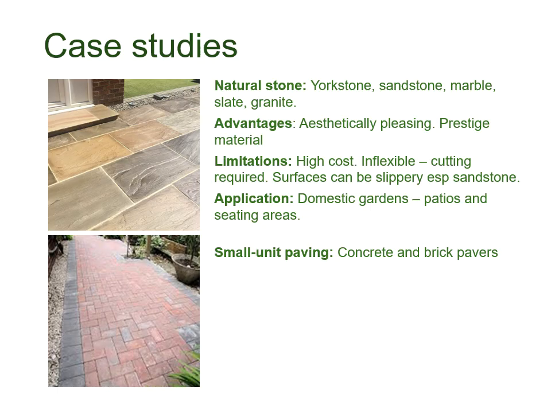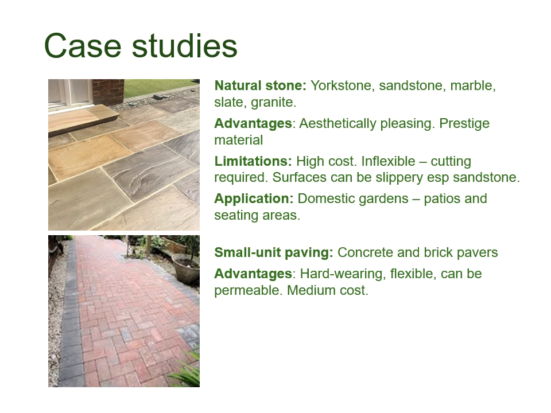In contrast, small unit paving, this could include concrete or brick pavers. Advantages here are that they are very hard wearing. It's a very flexible material, so it can be made into lots of different shaped areas, can fit into awkward shapes as well. Can cope with some changes of level. Modern varieties of small unit paving can be made permeable to allow for water to drain through, and they have a medium cost compared with natural stone.